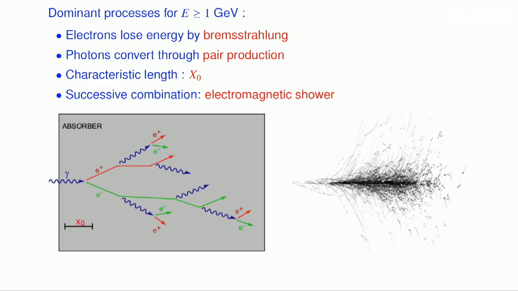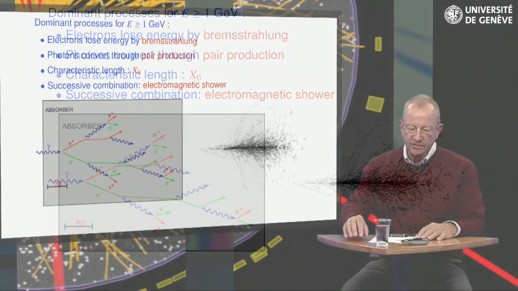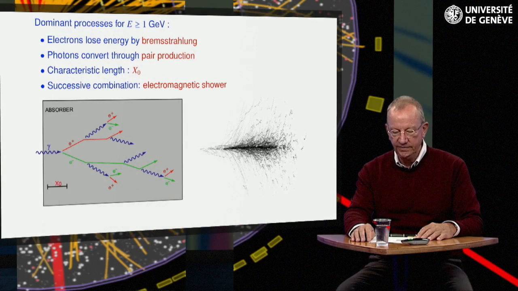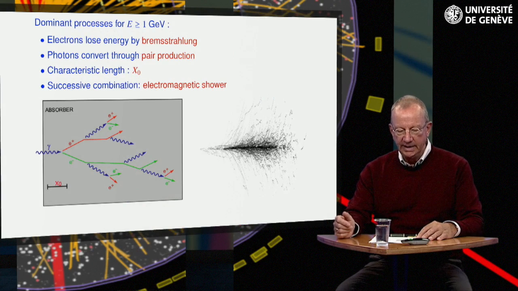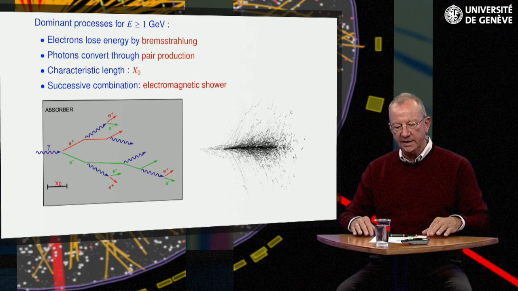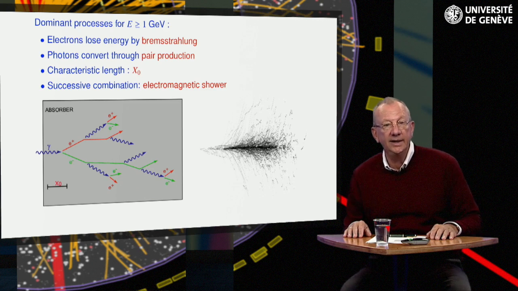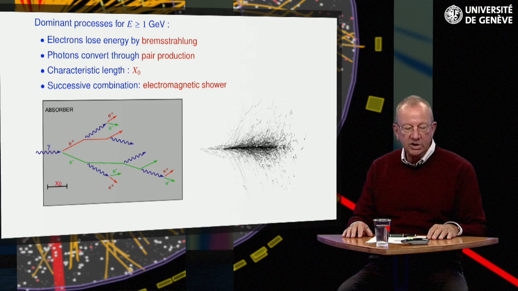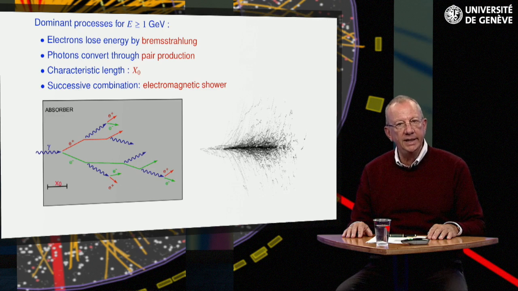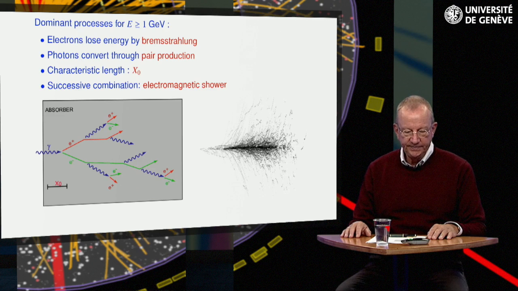At high energy, as we have seen, at energies above 1 GeV, electrons and positrons lose their energy almost exclusively by Bremsstrahlung. Photons convert to electrons and positrons by pair production. The two phenomena have the same characteristic length, the radiation length. The successive combination of these two effects results in the formation of what is called an electromagnetic shower. Whenever an electron, positron or photon of high energy enters into a medium, it will cause such a shower. A simulation is shown on the right. Again, each black dot corresponds to a unit of energy loss.